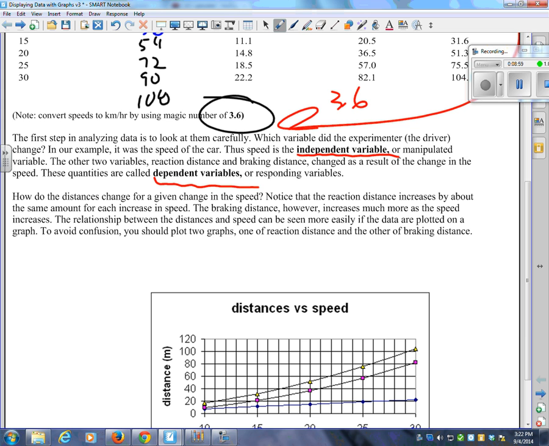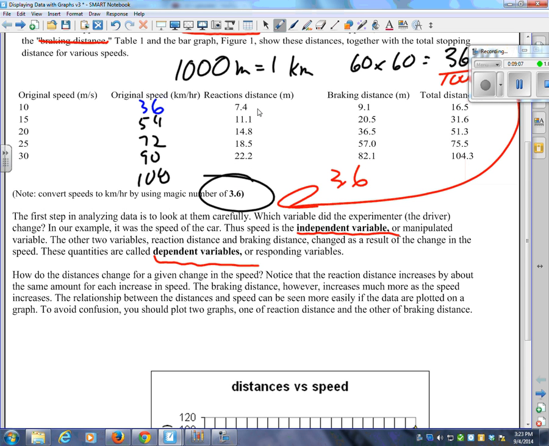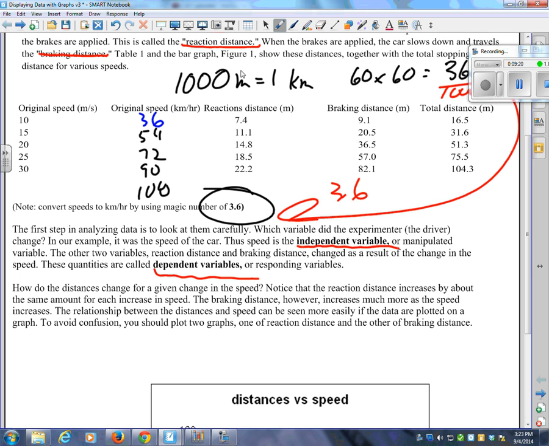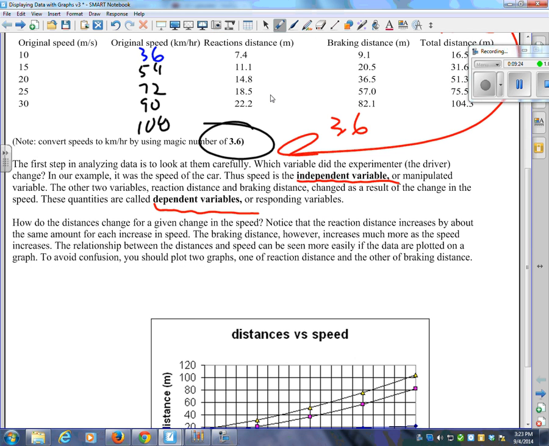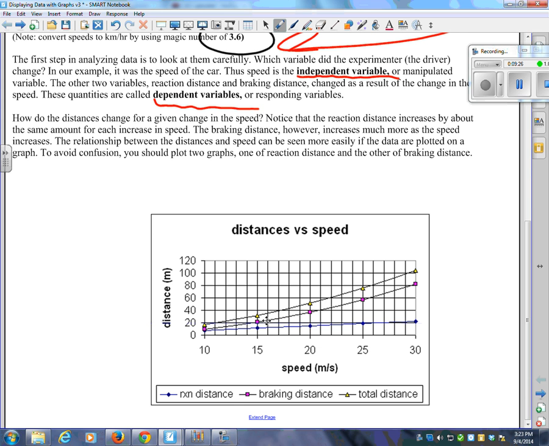How do the distances change for a given change in speed? Notice the reaction time distance increases by about the same amount for each increase in speed. Do these go up by about the same amount each time? Like from 10 to 15 is a change of 5, 7 to 11 is about 4, 11 to 14 is about 3, well that's 14.8. Yeah, they go up by about the same amount each time. When you graph this, you should get what kind of graph? A linear one, exactly, Lucas, and there it is.